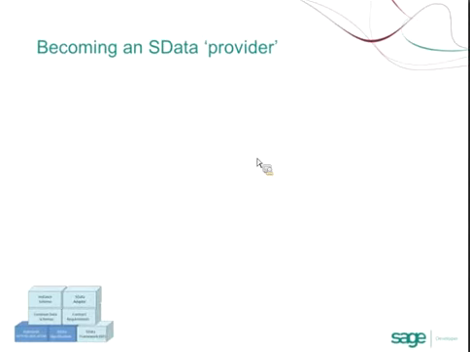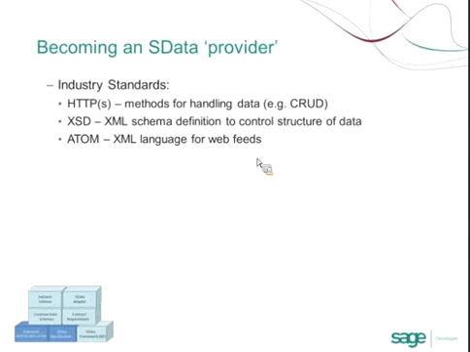To take the standards and the SData specification, industry standards, I'm sure everybody is aware of what HTTP can handle in terms of the methods for handling data. CRUD is your create, read, update, delete model. XSD is simply the XML schema definition, which controls the structure of the data that is exchanged. And Atom is the actual language, the XML language used for the web feeds themselves.